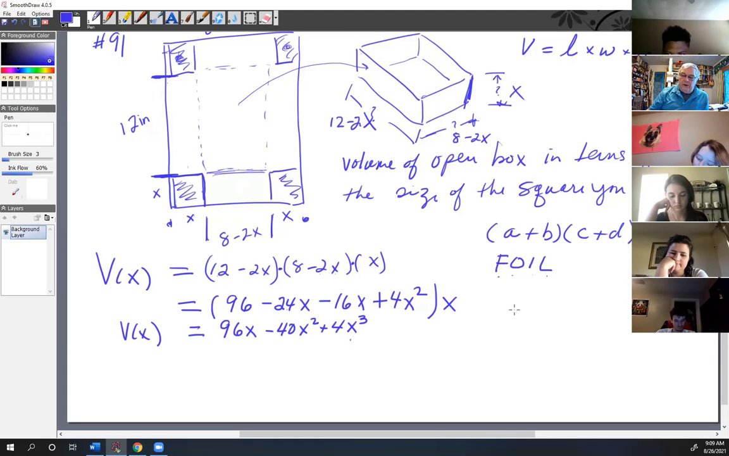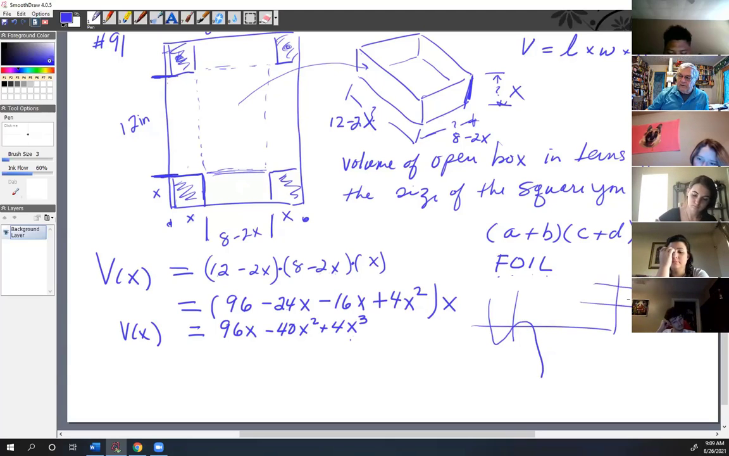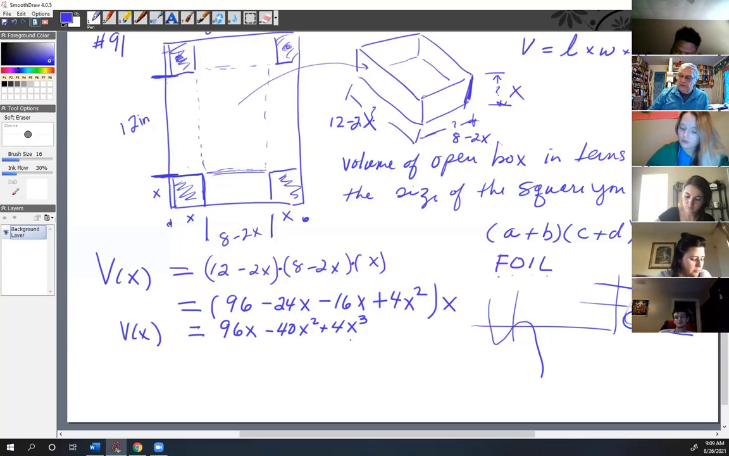And all cubic equations either look like that. Now I'm saying equation, or they look like that. Let me exaggerate this a little bit. Much prettier. Now those are cubic equations.